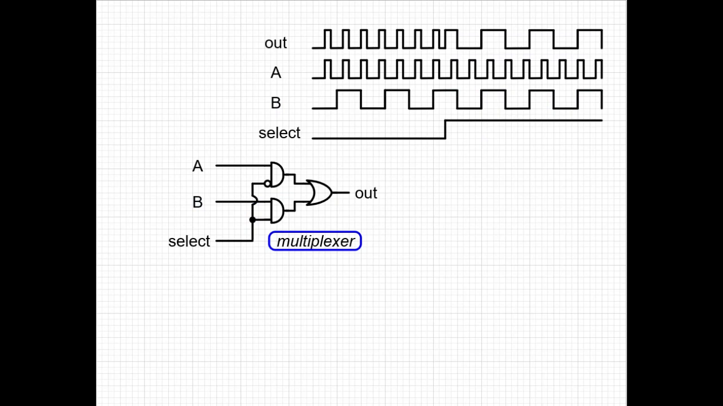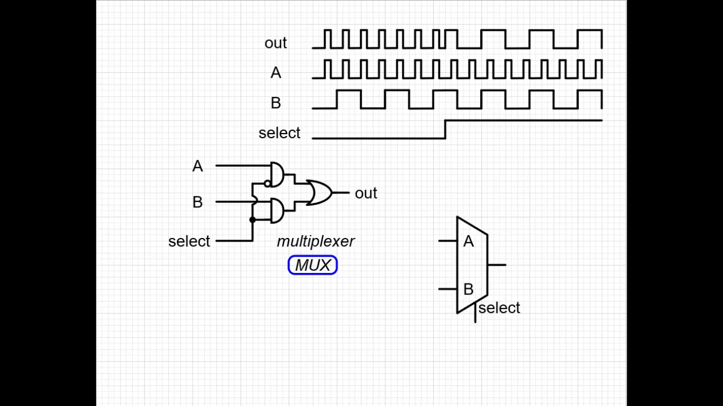We call this gate arrangement a multiplexer since it multiplexes the two signals onto one signal. And we usually abbreviate it to just MUX. This is the common symbol.